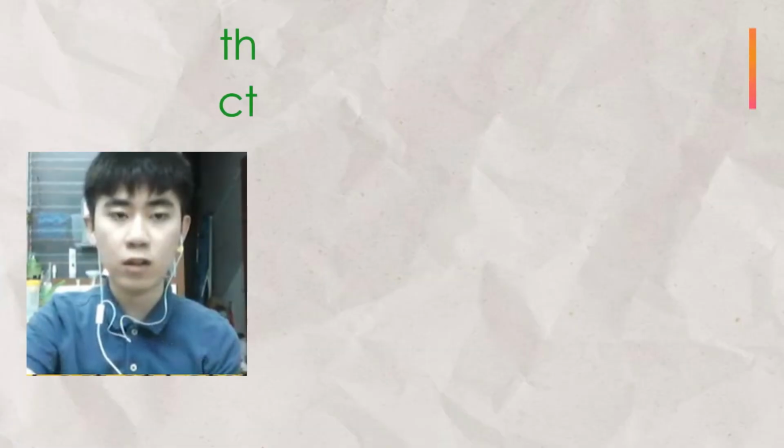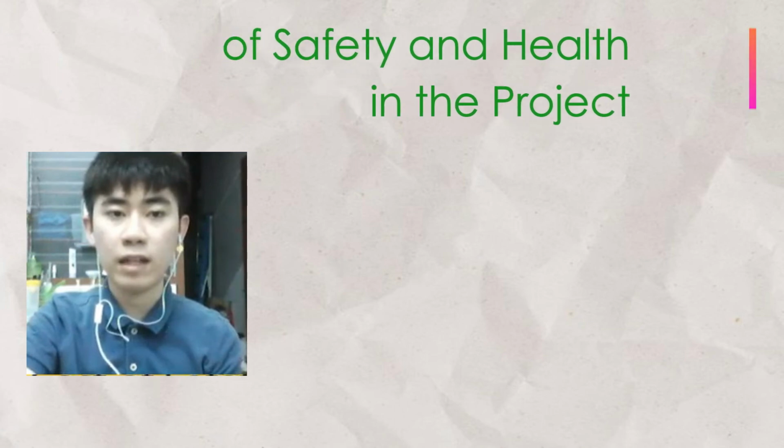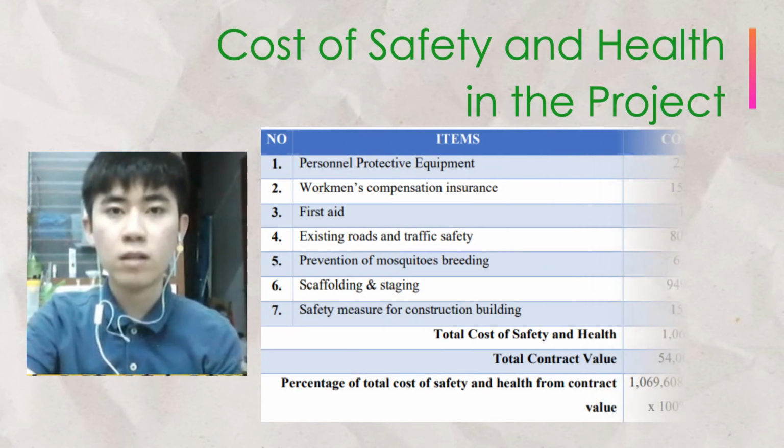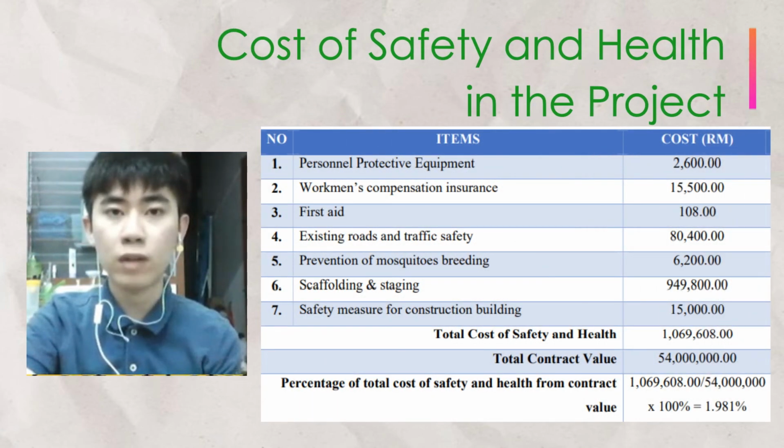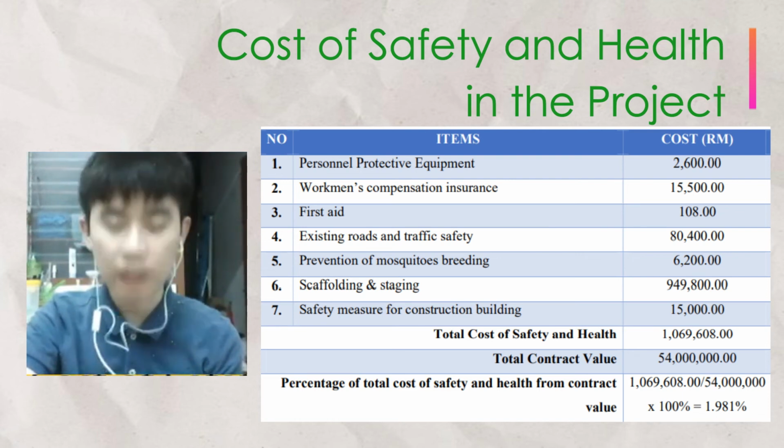Next, this is the cost of safety and health in the project. First, the PPE costs around 2,600 ringgit, and the workmen's compensation insurance is 15,500 ringgit, and the first aid kit is 100 ringgit and 108 ringgit. The existing road and traffic safety is 80,400 ringgit, and the prevention of mosquito breeding is 6,200 ringgit.